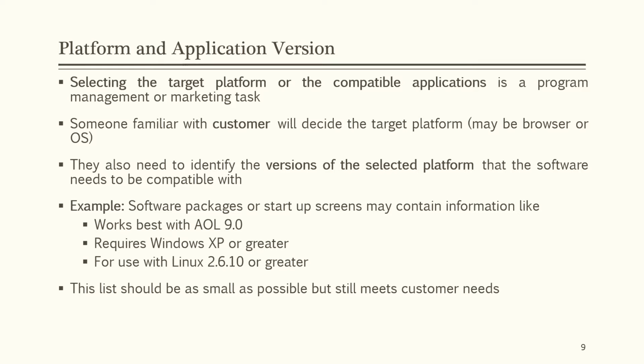For example, software packages or startup screens may contain information like works best with AOL 9.0, requires Windows XP or greater, for use with Linux this version or above. In this example, the list contains the minimum requirements for the software to operate properly. This list should be as small as possible but still meets customers' needs.